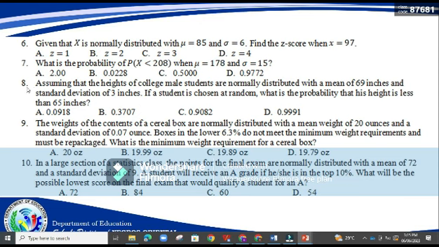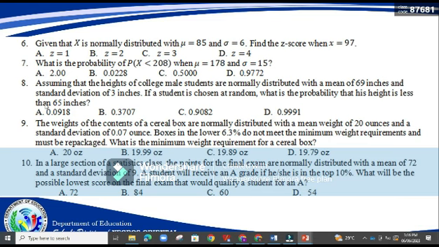Number 8, assuming that the heights of college male students are normally distributed with a mean of 69 inches and standard deviation of 3 inches. If a student is chosen at random, what is the probability that his height is less than 65 inches? A, 0.0918, B, 0.3707, C, 0.9082, D, 0.9991.